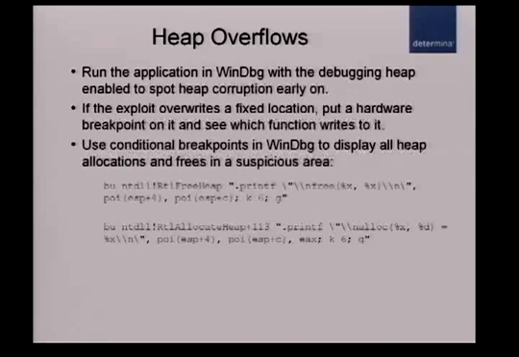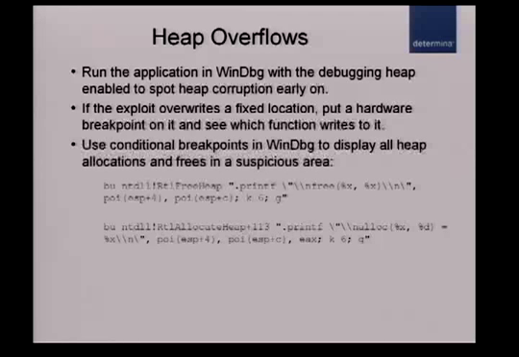Heap overflows are a little bit harder to debug because there's usually a large gap between the time when the heap is corrupted and the time when the heap corruption actually overrides something useful. One solution is to use the debugging heap in WinDBG to spot heap corruption early on. I think this only works in XP Service Pack 2 and maybe 2003. If you have an exploit that overrides a specific location, like one of the pointers in the PEB, you can put a hardware breakpoint there and you can catch the write to that location.